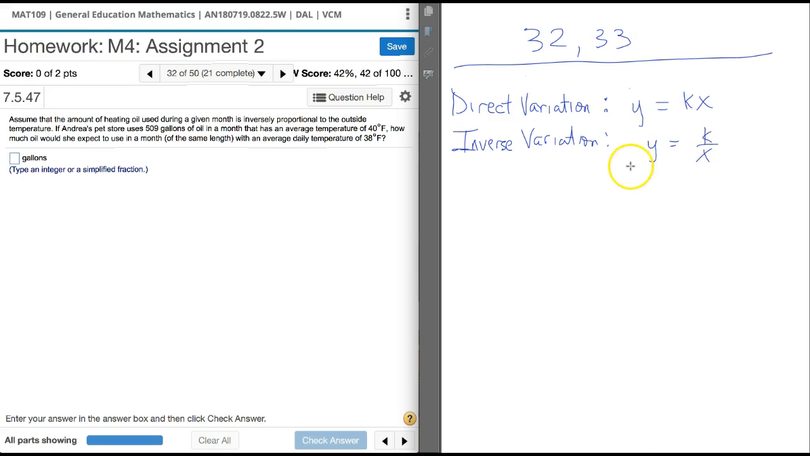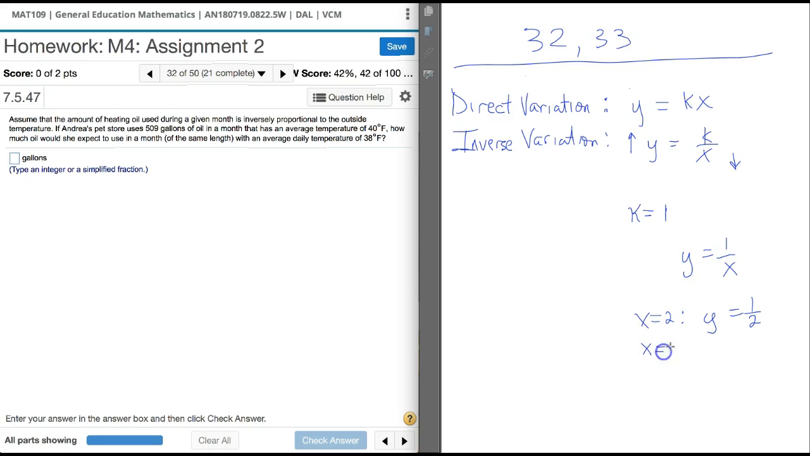So that means here, if y is going up, then that means that x is going down, and vice versa. So let's say, for instance, here my k is just equal to 1, just to make this simple. And I have y is equal to 1 divided by x. If I plug in, let's say, x equals 2, then that means y is just 1/2. So here we see that when x goes up, y goes down.